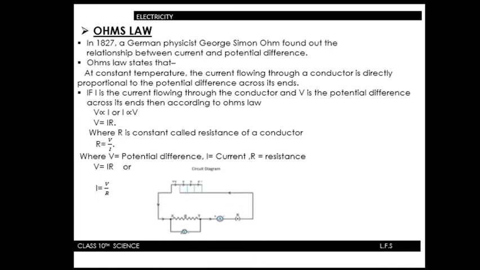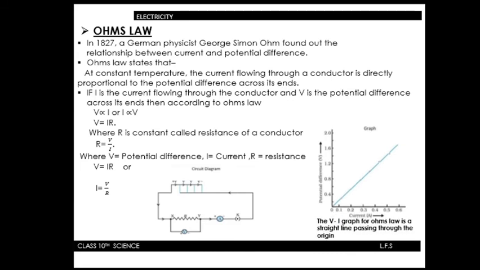Clear? So, see the Ohm's law circuit diagram. Here it is. Clear? What does it contain? Ammeter, voltmeter, battery, resistance, etc. Again, the VI graph for Ohm's law is a straight line passing through the origin. Along with the law we can write it down: I equals V upon R. Clear? Now, resistance of a conductor.